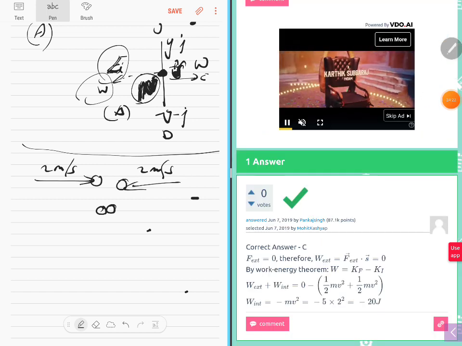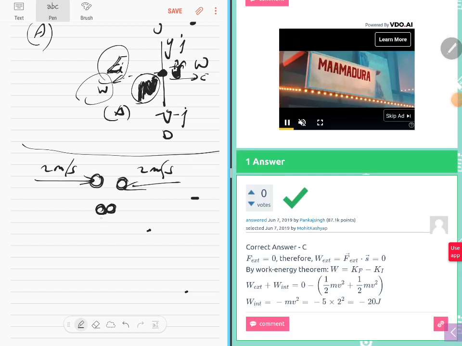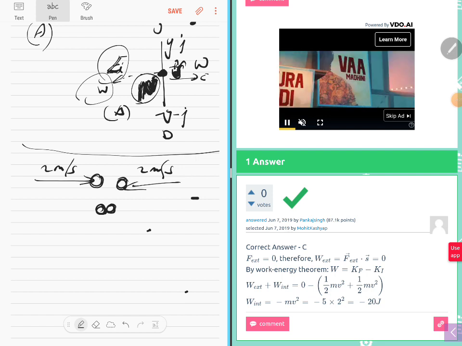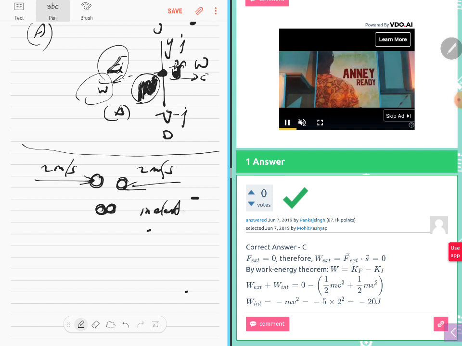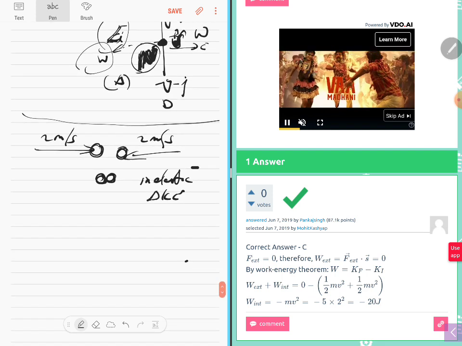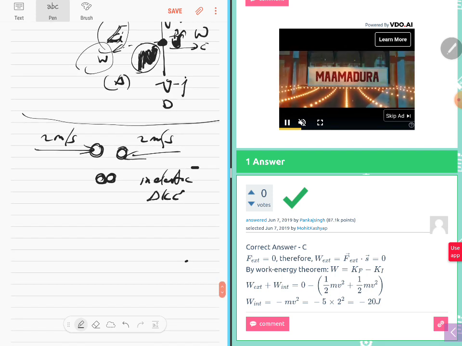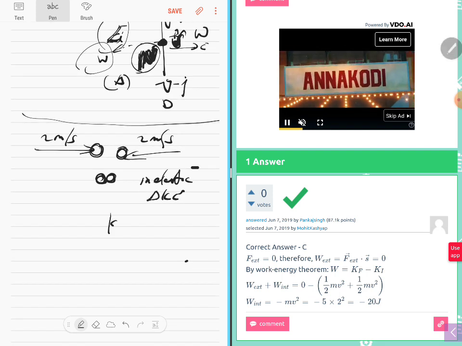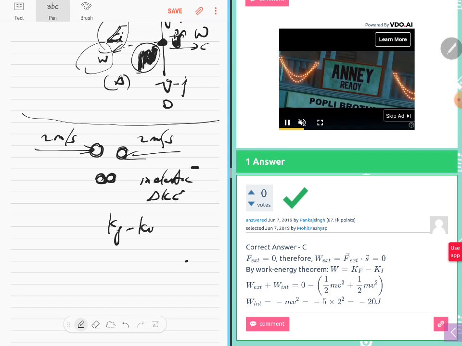Since they are colliding and coming together, we can consider it as an inelastic collision. In an inelastic collision, there is a change in the kinetic energy, and the momentum is also not conserved. So you have to find the change in the kinetic energy. That's what they have done: K final minus K initial.